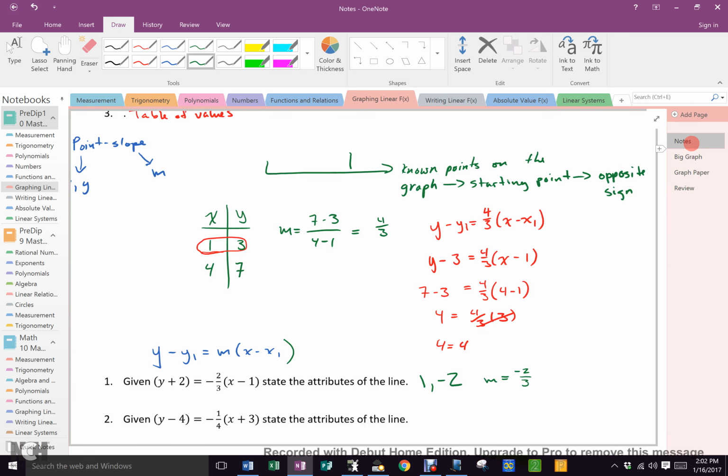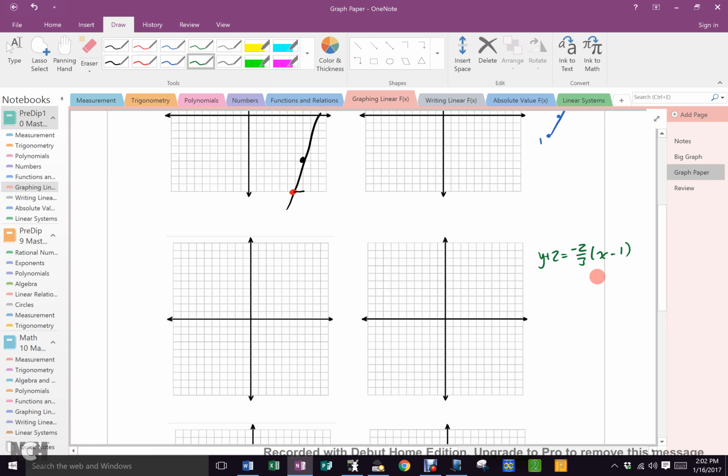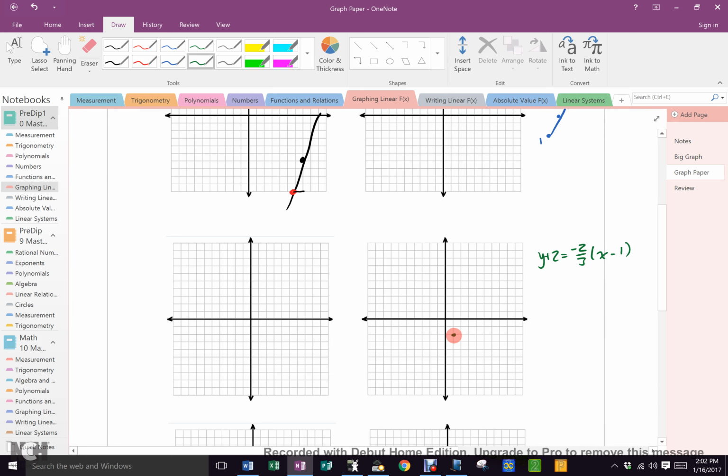It was, wasn't it? y plus 2 = x minus 1. Okay, where would we start? At 1, -2, correct? And we would have a slope of -2/3. So I'm down 2 and out 3, yeah? There's another dot that would be on it. Agreed? And what is that coordinates?